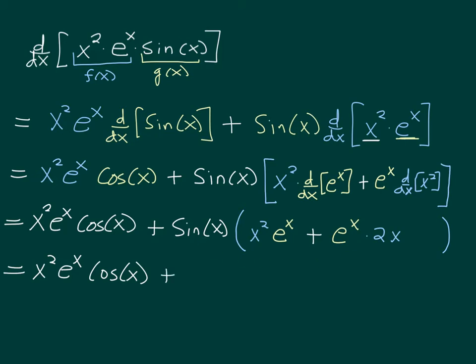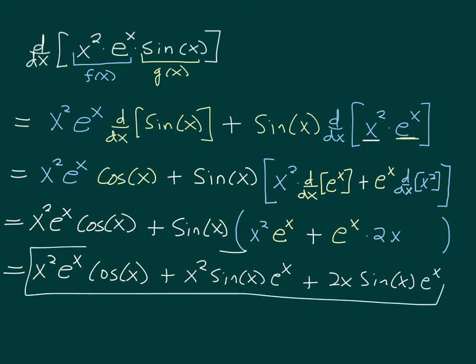Right? So distributing our sign through, we would have x squared sine of x e to the x, right? I can write these in any order that I want because we're just working with multiplication here. And I have 2x sine of x e to the x. So this big, long, complicated thing here is our derivative.